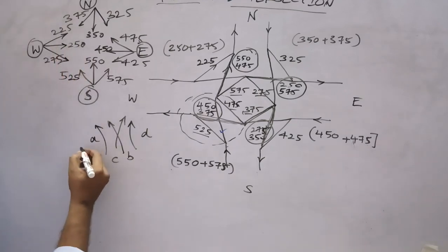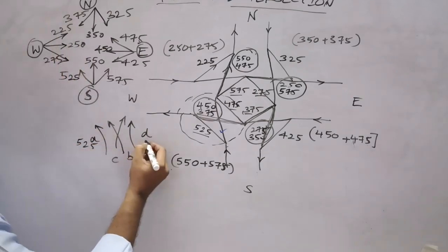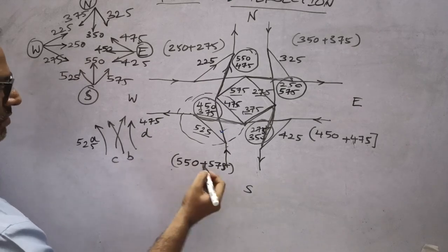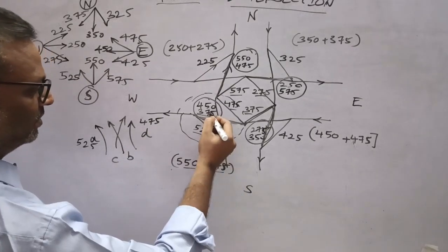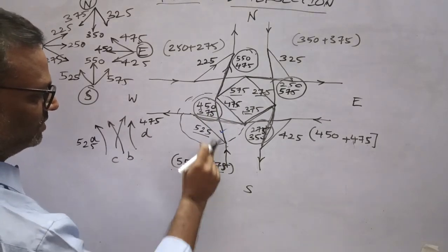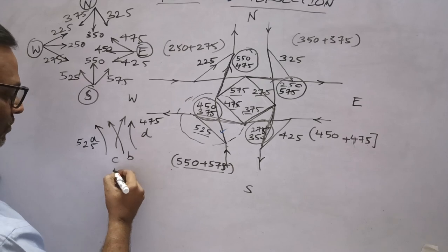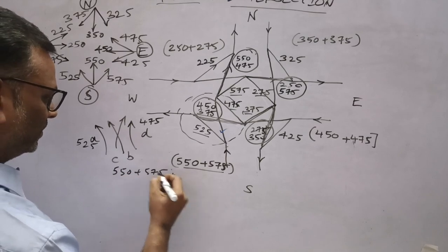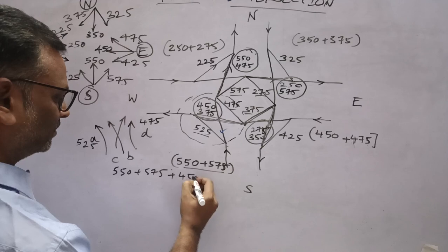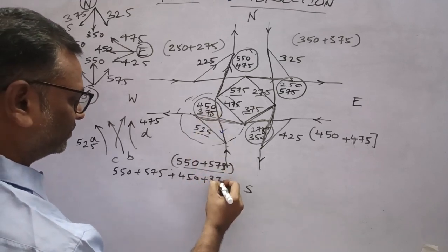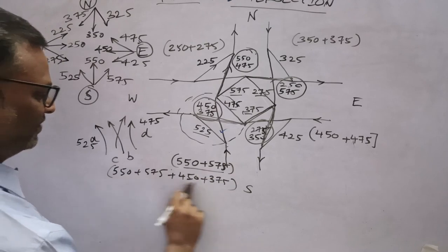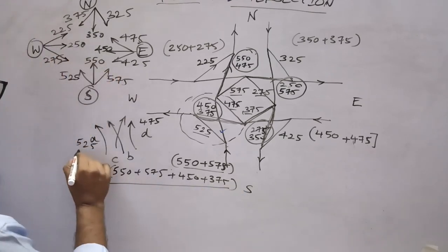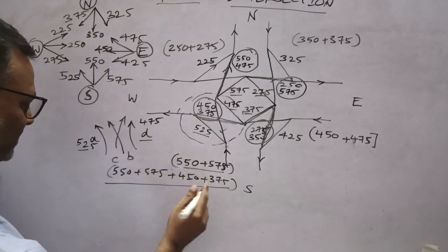So A is 525, D is 475, B and C are, one is merging traffic, one is diverging traffic. This is diverging, this is merging. So 550 plus 575 plus 450 plus 375 is the traffic at weaving section. So B plus C divided by A plus B plus C plus D.